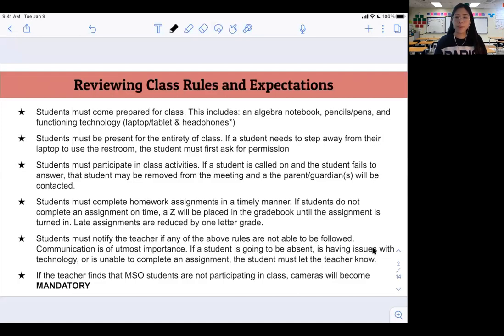Okay, bullet point number 2, who can read? Students must be present for the entirety of class. If a student needs to step away from their laptop to use the restroom, the student must first ask for permission. Okay, now this is exactly like at school.